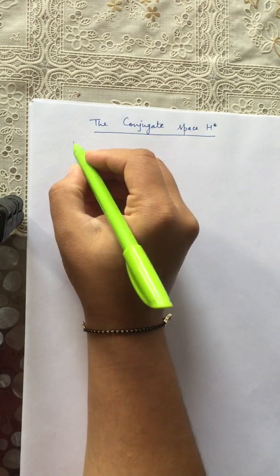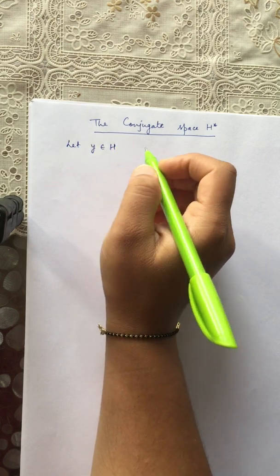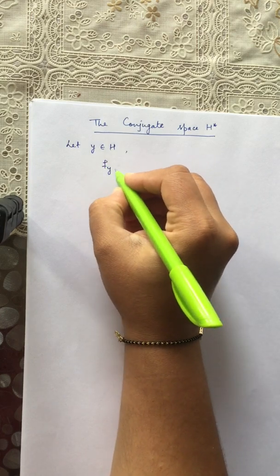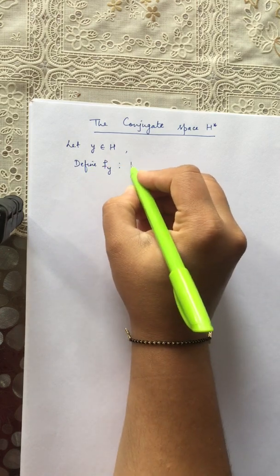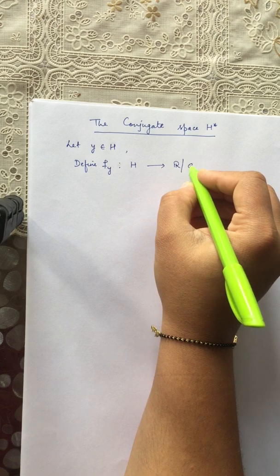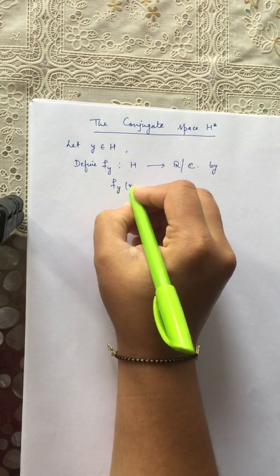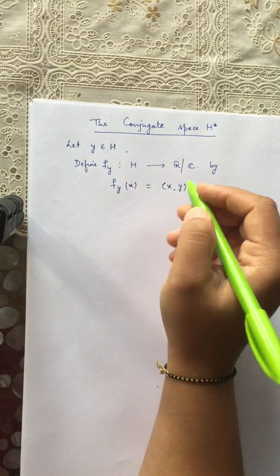So let us say y be any vector in H. Then we consider a functional fy. We define fy on H to our field, whether it is R or C, by fy at x. This is just the inner product of x and y.